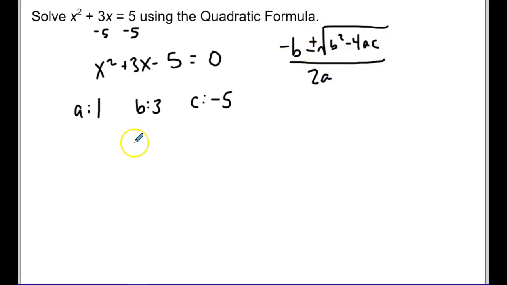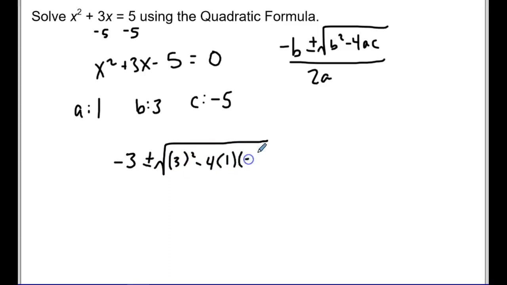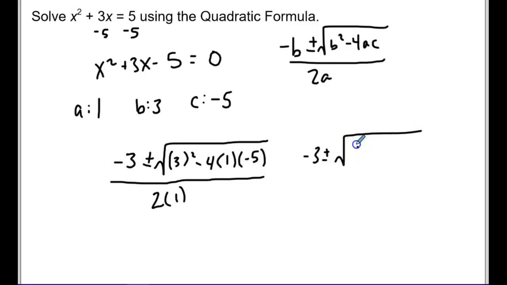Well, let's just plug in the information that we know. So I have a negative b, which is 3, plus or minus the square root of b squared, which was that 3, minus 4, times a, which was 1, times c, which was a negative 5. And using parentheses is a great thing to do when we're multiplying, so we can keep everything straight. All over 2 times that a value, which was 1. So let's continue to simplify. So we've got negative 3 plus or minus the square root of 3 squared is 9, minus 4 times 1 is 4 times a negative 5 is negative 20, all over 2.